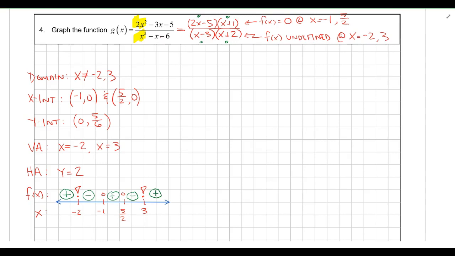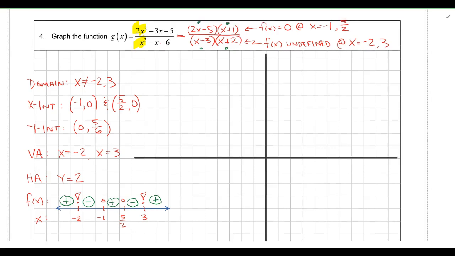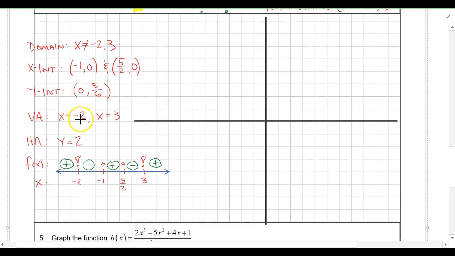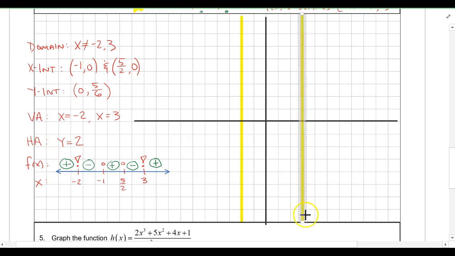Let's go ahead and graph this thing now. All right, so I have my axes drawn in now. What I'd like to do is draw my vertical and horizontal asymptotes. So I have a vertical asymptote at x equals -2. I have a vertical asymptote at x equals 3. And then I have a horizontal asymptote at y equals 2.